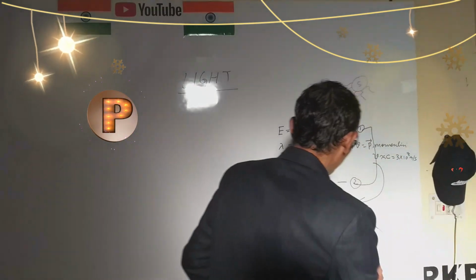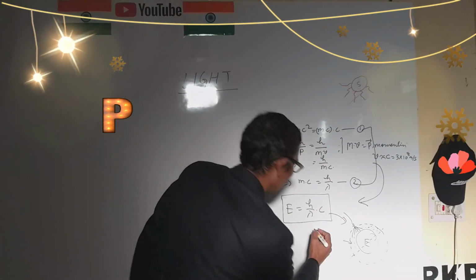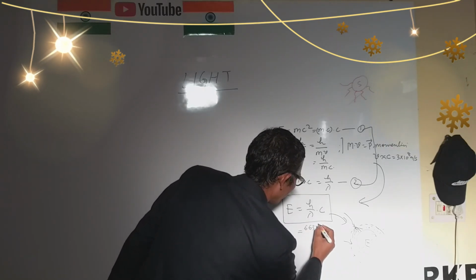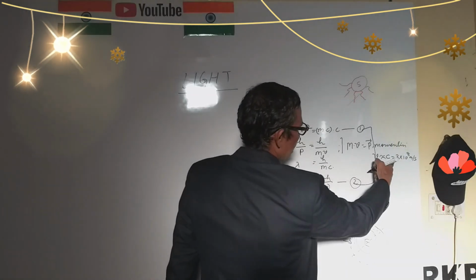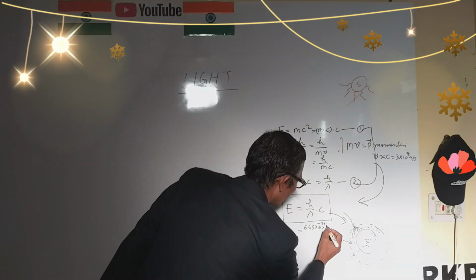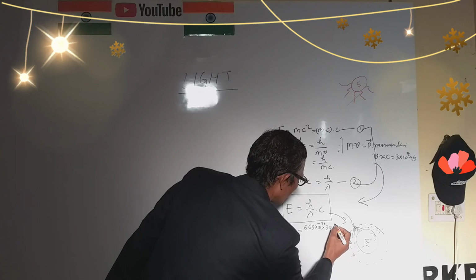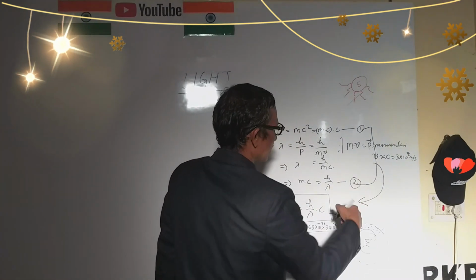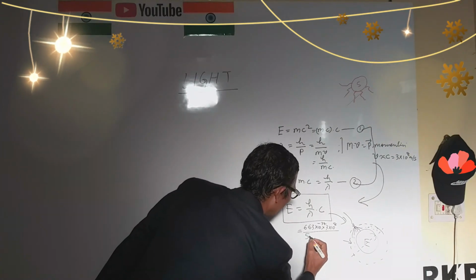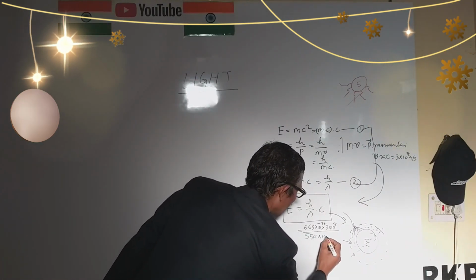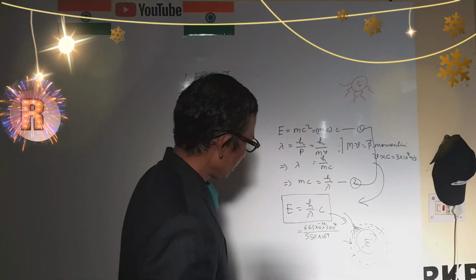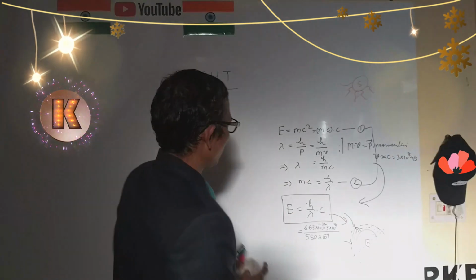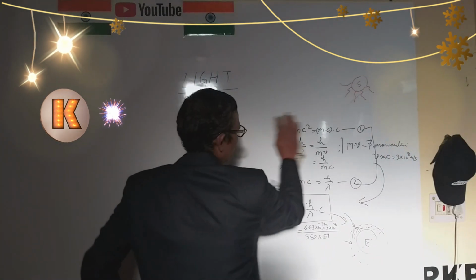That energy, how much we find out. This is 6.63 into 10 to the power minus 34, and this is 3 into 10 to the power 8. How much is lambda? Lambda is 50 into 10 to the power minus 9. Okay, now we calculate this one.